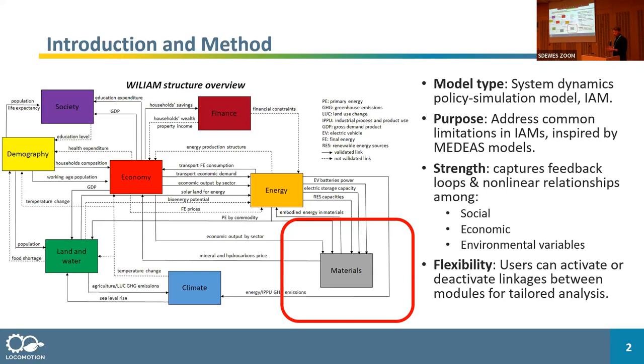So the LOCOMOTION concept is a mix of bottom-up, top-down, and multi-regional input-output modeling. The framework is system dynamics, and it's mainly a tool to model different kinds of policies and nonlinear relationships, because the foundation is in system dynamics, and we track social, economic, and environmental variables. It's also important to mention that if you are interested in a certain submodule, you can link or connect all the models with each other. So that is something that we would like to mention.